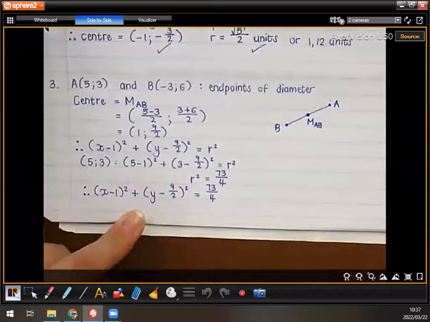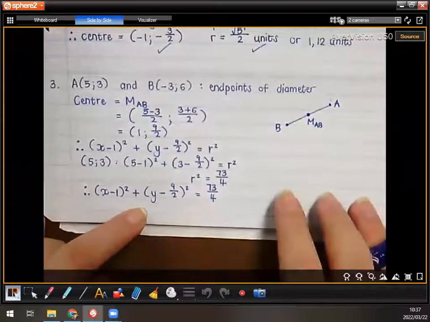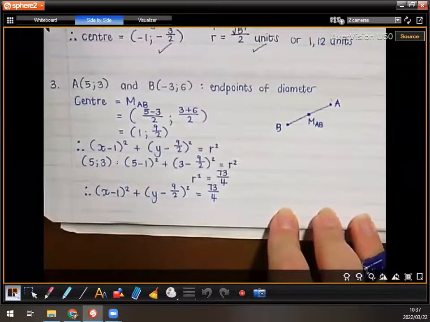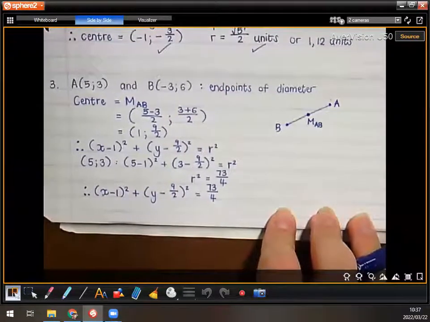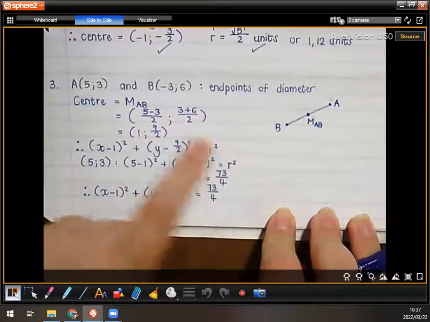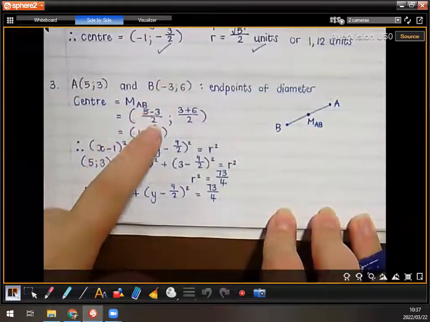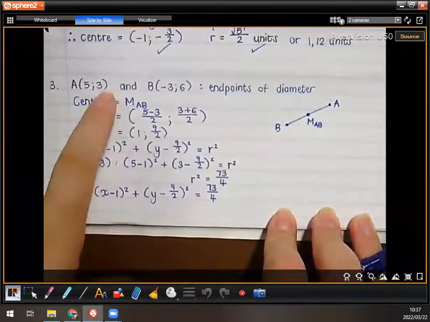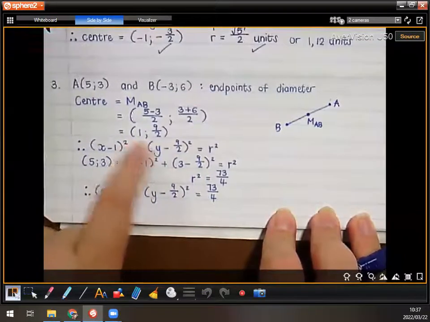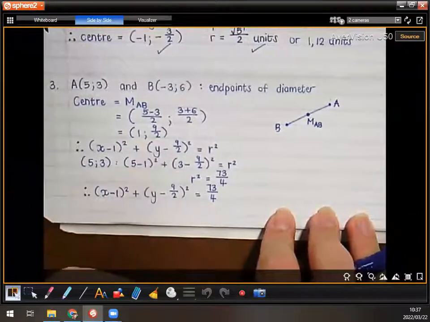And guys, like I said in class, when we're trying to find the equation, we need to think, what do I need to write the equation of the circle? I need the center, and I need to be able to find a value for r squared, the radius squared. So the center is the midpoint of the diameter, so (5 minus 3) over 2 will be the x value, and (3 plus 6) over 2 will be the y value. So that is how I got those coordinates.